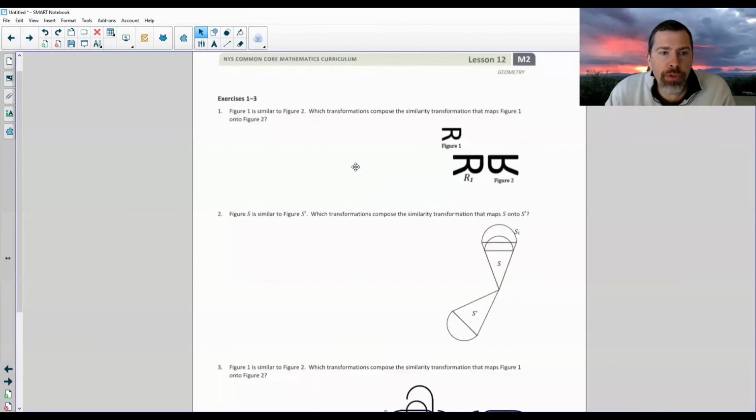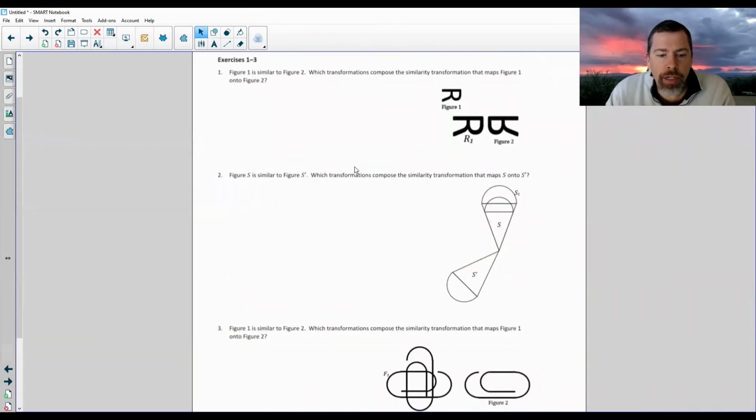Page 3 brings us to some exercises, with 3 exercises. Pause the video and see if you can do these. They're very similar to what I did on the last page. I'm assuming you paused this, did these, and are just checking. Exercises 1 through 3: Figure 1 is similar to figure 2. Which transformations compose the similarity transformation that maps figure 1 onto figure 2?